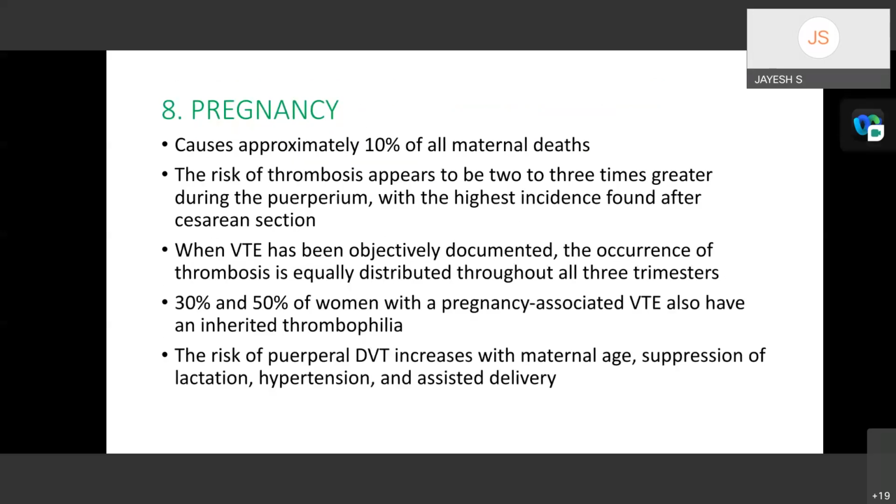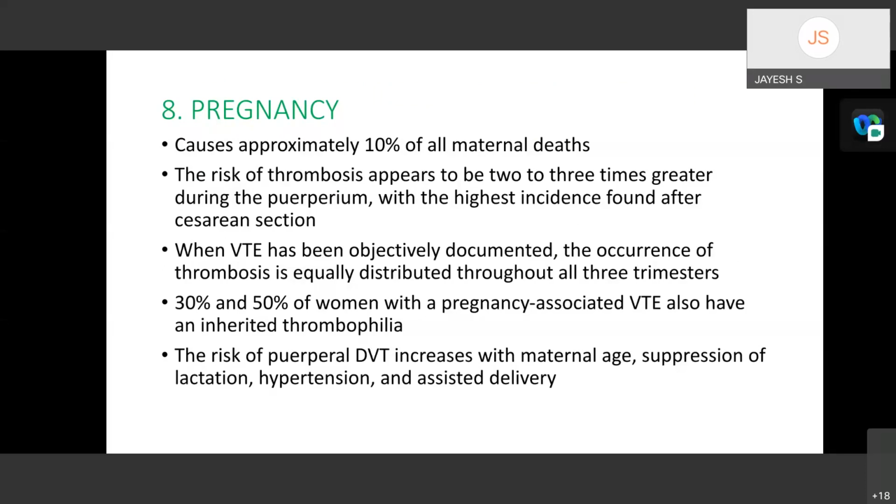Then pregnancy. It is noted that 10% of all maternal deaths are caused by venous thromboembolism. The risk of thrombosis appears to be 2 to 3 times greater during this period, with the highest incidence found after cesarean section.